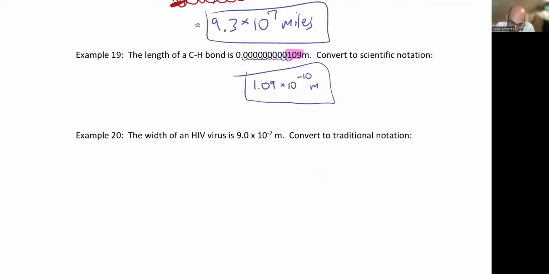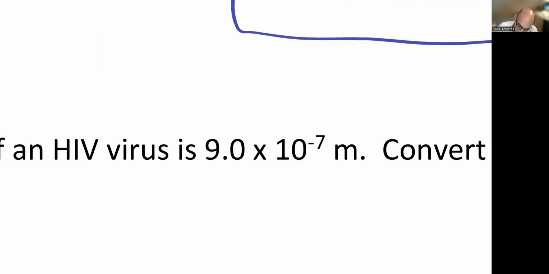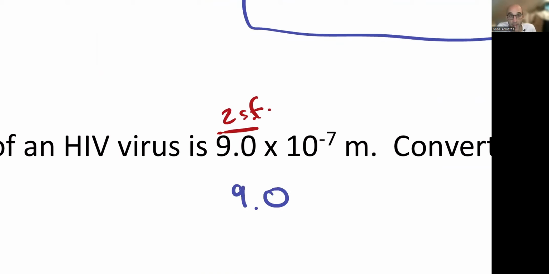Good? All right. How about converting back in the other direction? The width of the HIV virus is 9.0 times 10 to the negative 7th meters. Okay, so a couple of things. My final answer should have 2 sig figs. I'm going to start with this number 9.0, and I'm going to move it 7 times. The question is, do I need the number to shrink or to grow? Well, because this is a negative exponent, the non-scientific notation answer should be smaller than the coefficient.